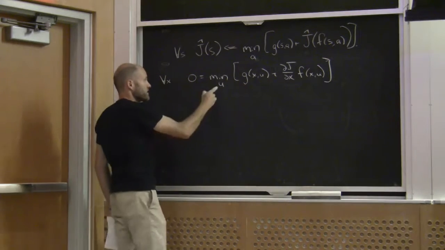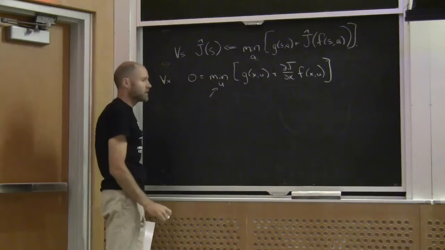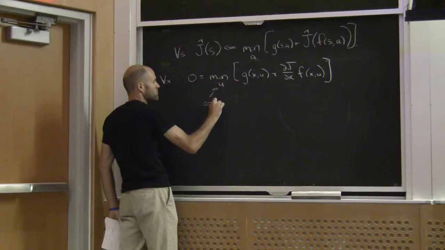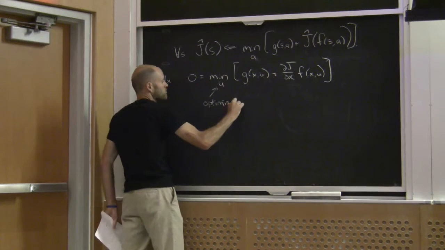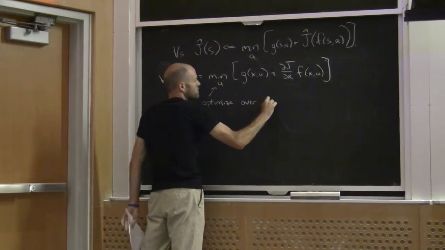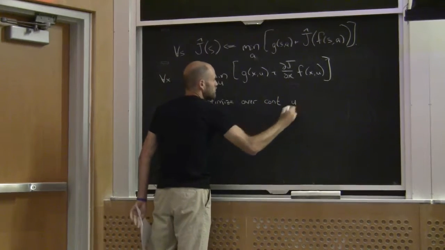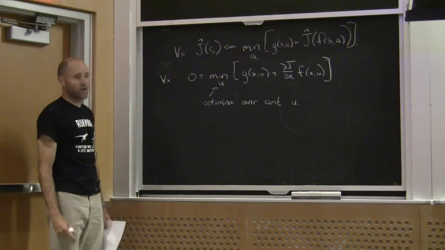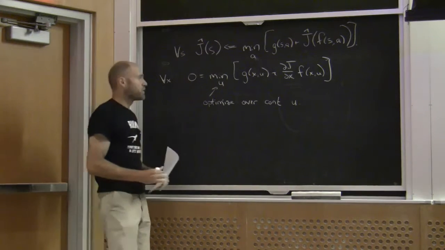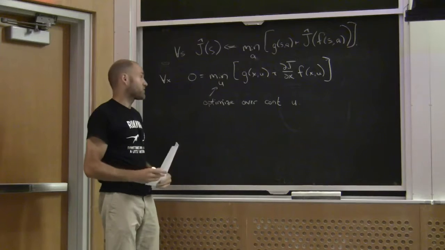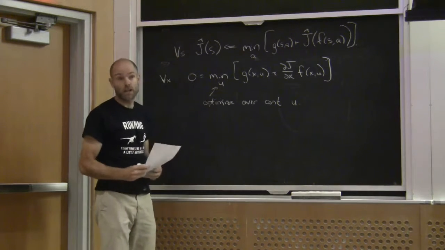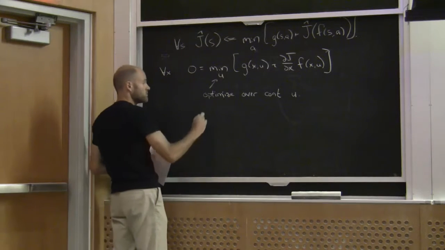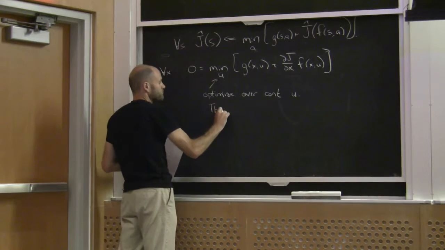Let's see if we can attack this optimization over continuous u. In general, it really can be arbitrarily hard. But there's some really relevant, important special cases where it's pretty easy. Okay, and it's pretty general. So there's hope.